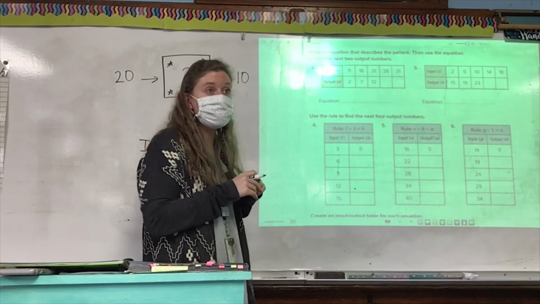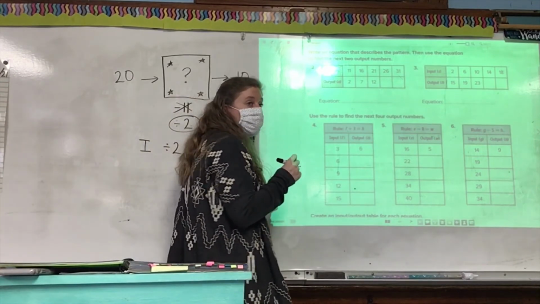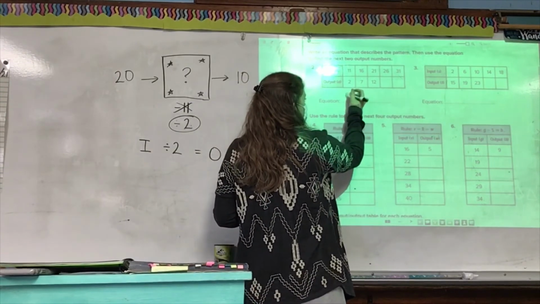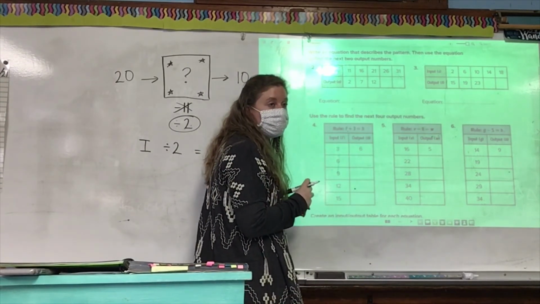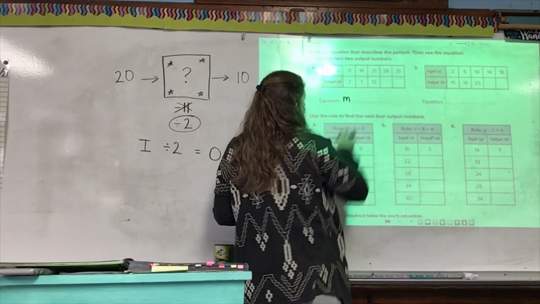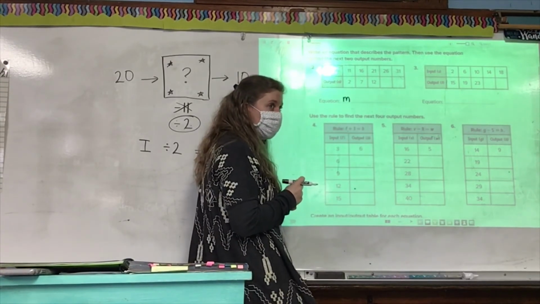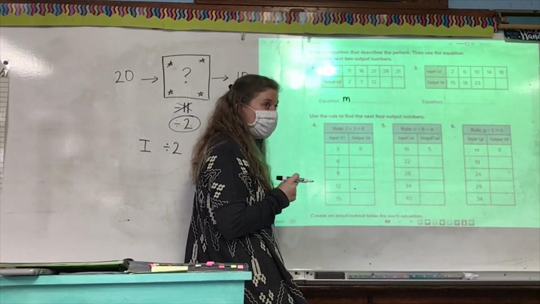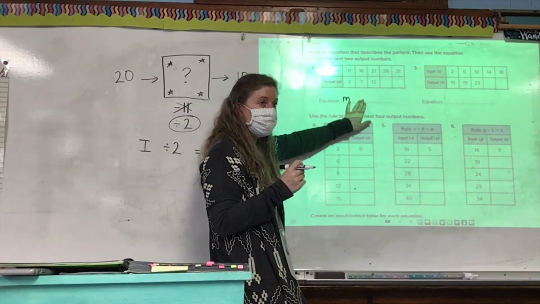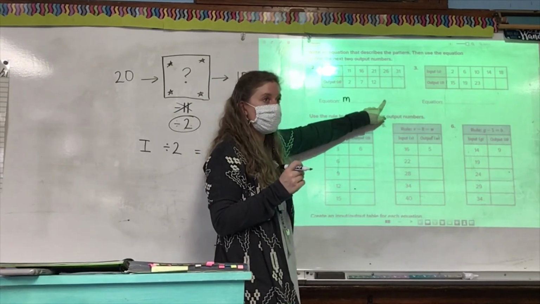M. Because what goes first? An input. So which variable always goes first? The input variable. Do we know what comes second yet? Without looking deeper? No. So we're going to save some space. What do we know goes last?